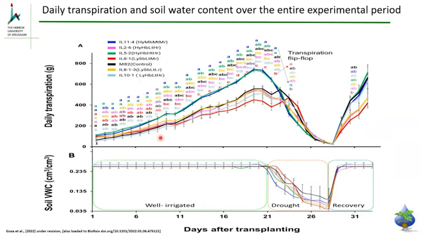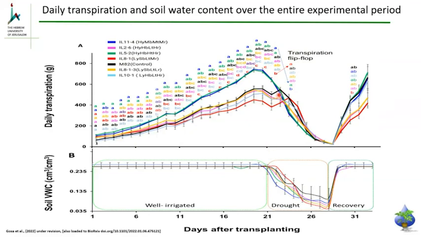Of course, we compare all the lines together, and you can see that we started the experiment when the plants were 4 weeks old. At this age, no significant difference occurs, but in a few days, significant differences start to occur, and the high yielders, like 11.4 and 5.2, really become, in about a week, significantly different from the low yielder. So when we expose them to stress, you can see that the high yielder reduced transpiration very fast compared to the low yielder. We have a transpiration flip-flop.